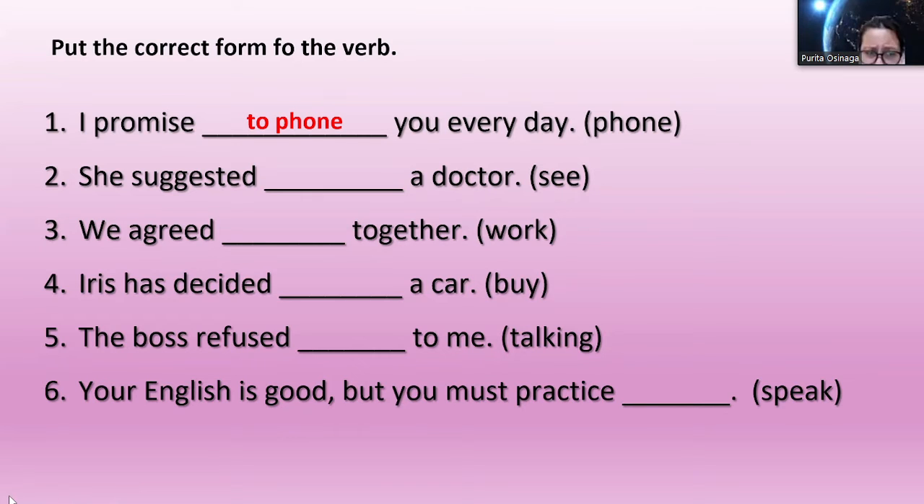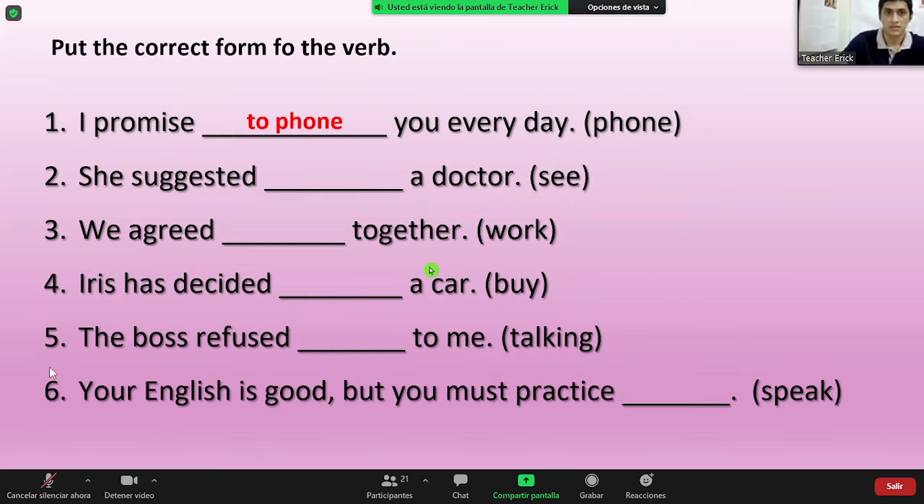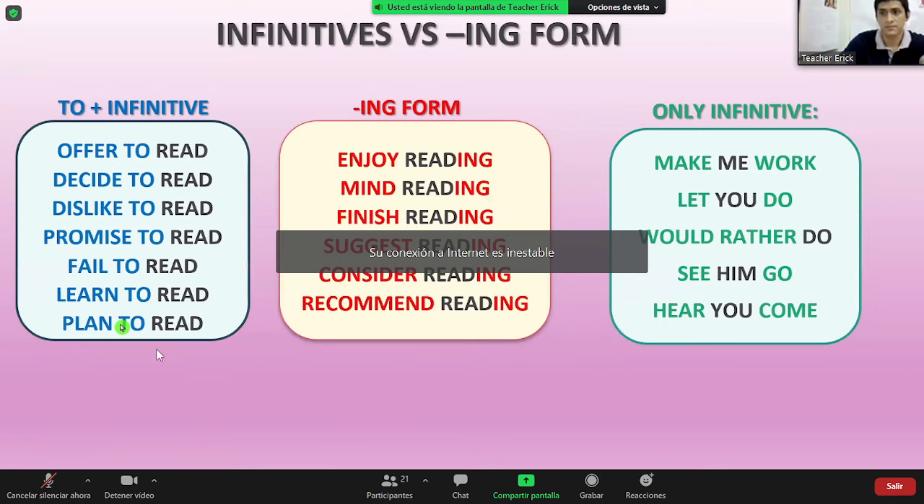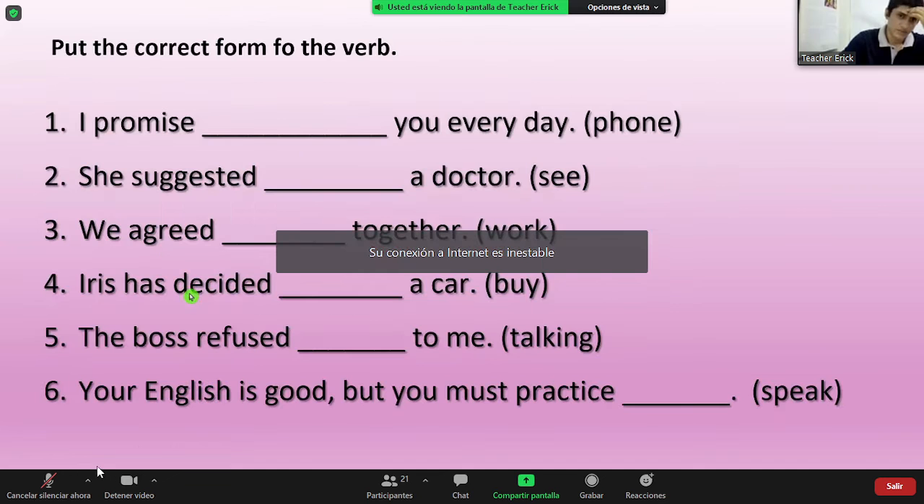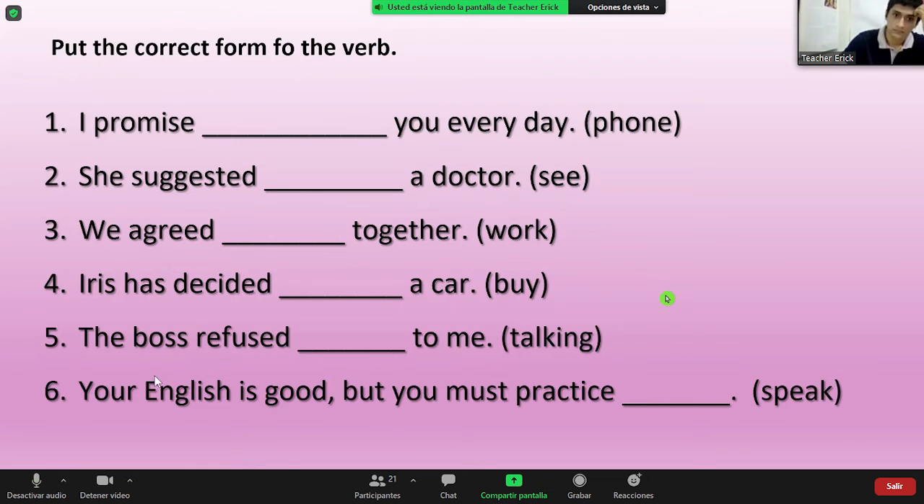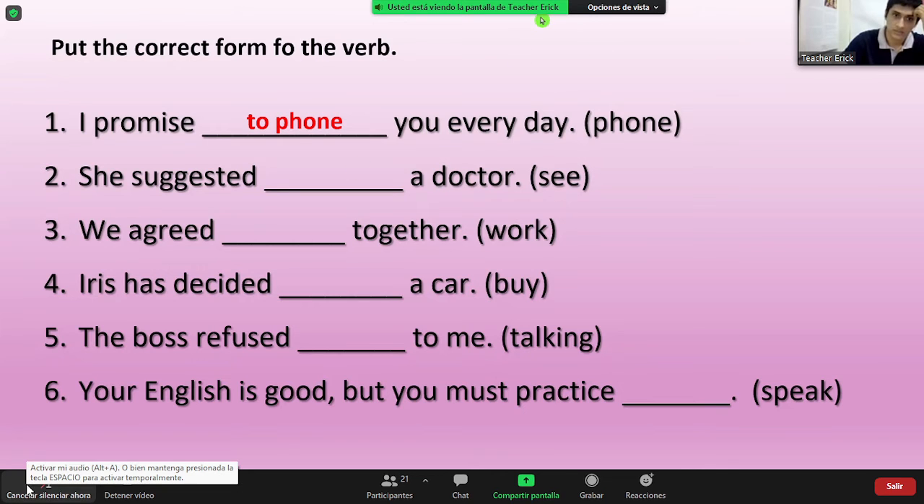Seeing, right? Yeah. So she suggested seeing a doctor. Dijimos, ¿no? Suggested, tenemos acá, sí, acá. Suggested with ing. And we agreed to work or working together. To work. To work together, okay.